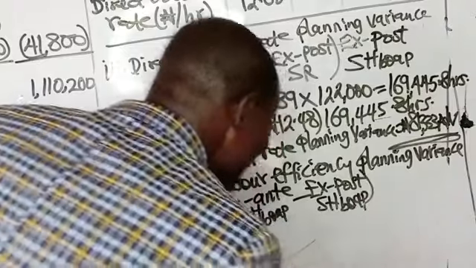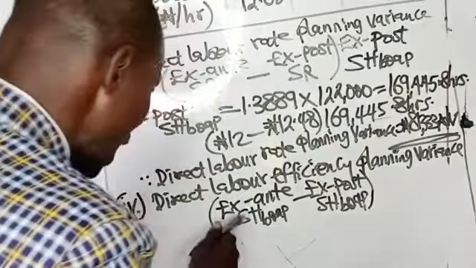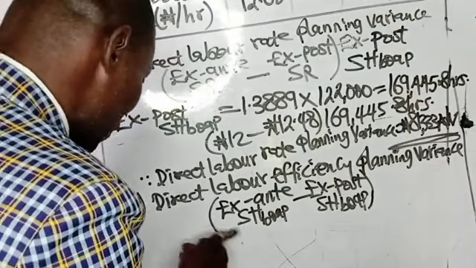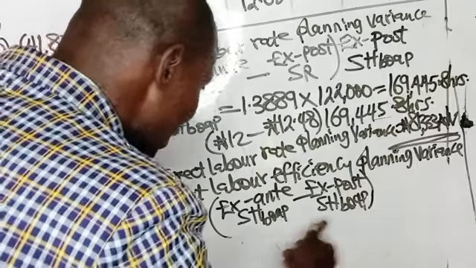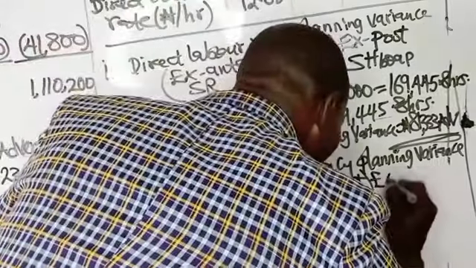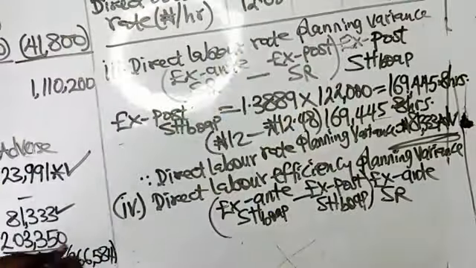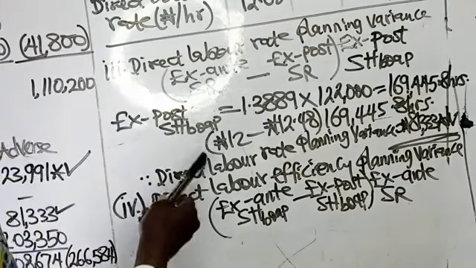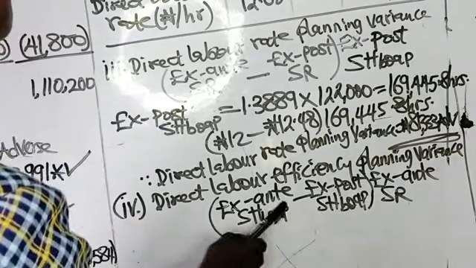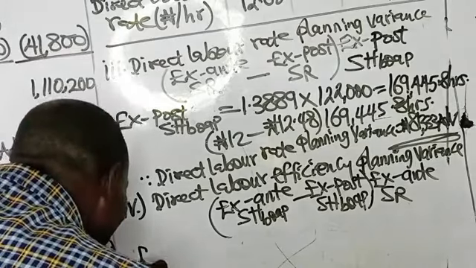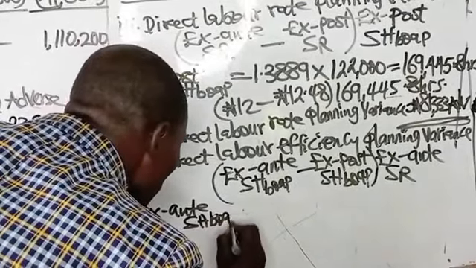Remember, I've told you both S and T and S post are standard. There's no actual in S and T and S post. Now that you compare this and this, because it is quantity variance, it is what you have here that determines the weight. So the weight will be S and T standard rate since you compare hours. Now, you have calculated your S post standard hour. You already know your S and T standard rate. So we need S and T standard hour. Let's calculate S and T standard hour based on actual production.